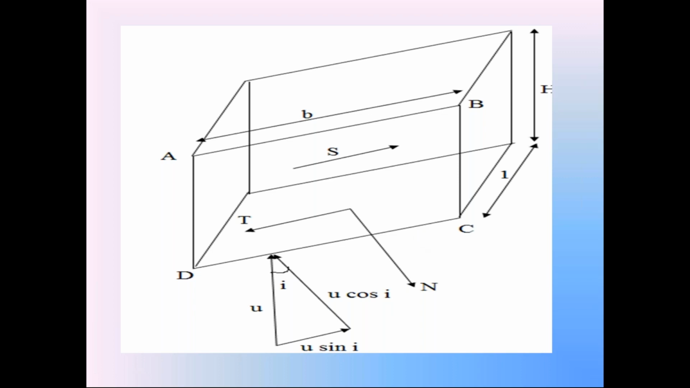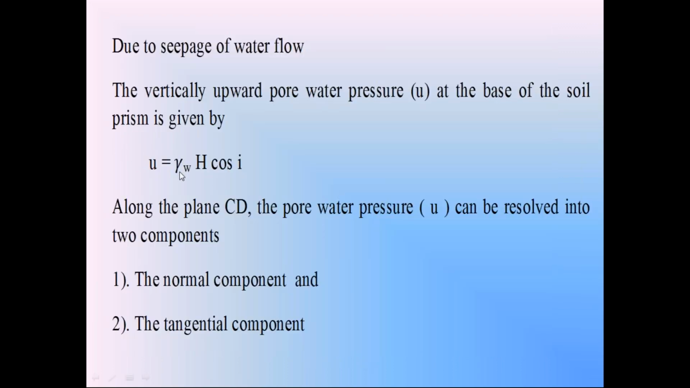First we calculate this pore water pressure U. This pore water pressure U is equal to gamma W into H cos I. This pore water pressure U acts vertically upward on the surface CD. We resolve that pore water pressure U into two components. One is normal component U cos I. Next one is tangential component U sin I. The normal component U cos I, U value is this one, gamma W into H cos I. This is pore water pressure U. We resolve that pore water pressure into normal component and tangential component.